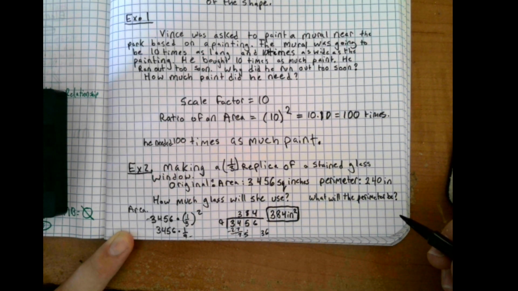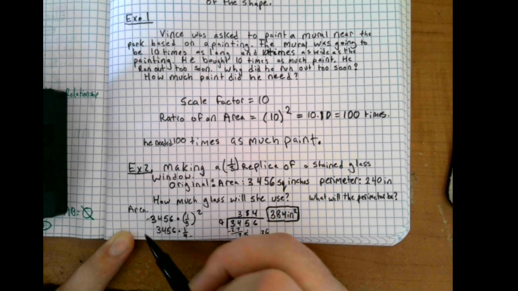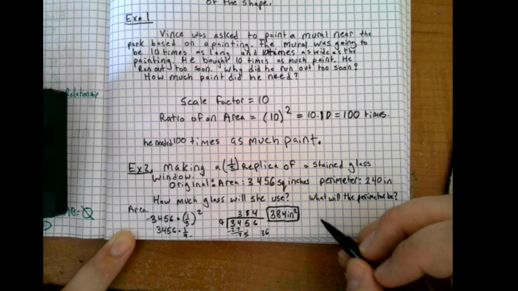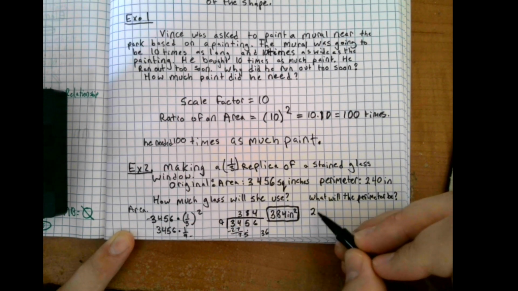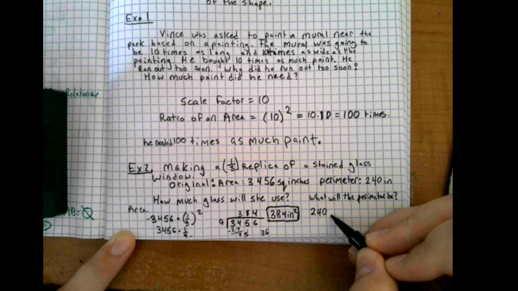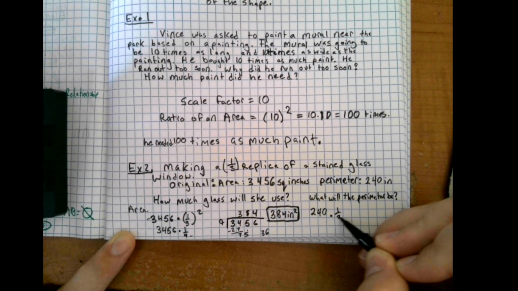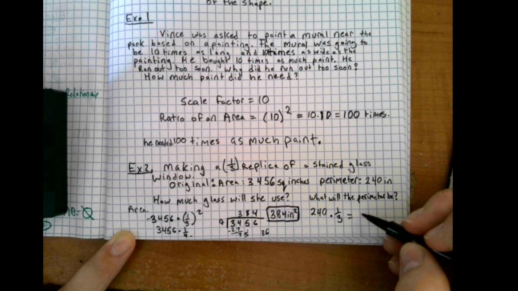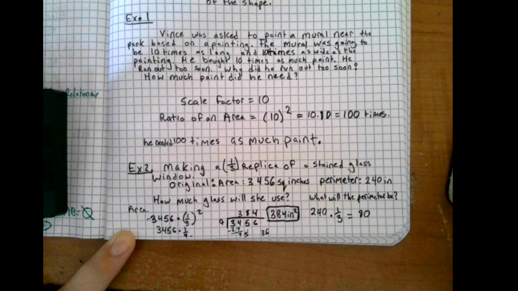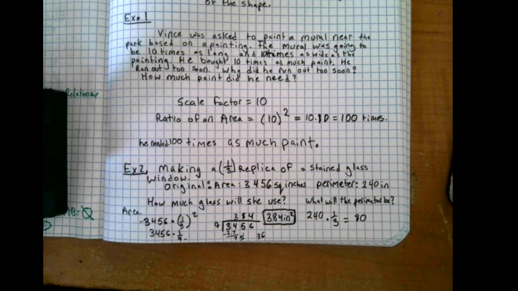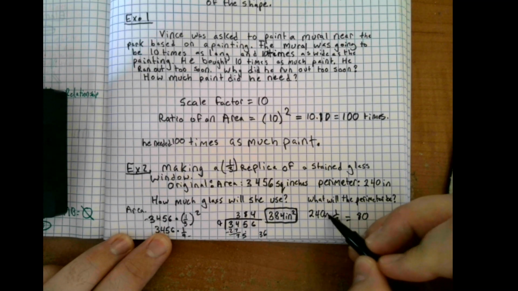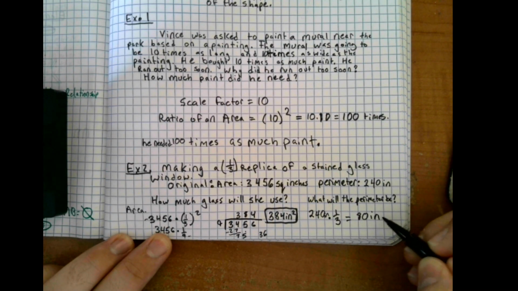Now, what would the perimeter be? The perimeter is not an area. The perimeter has a ratio that is equal to the scale factor. So we have 240 times 1/3. Now, 1/3 of 240 is just 80. However, our units for the perimeter were inches, so our answer will be in inches.